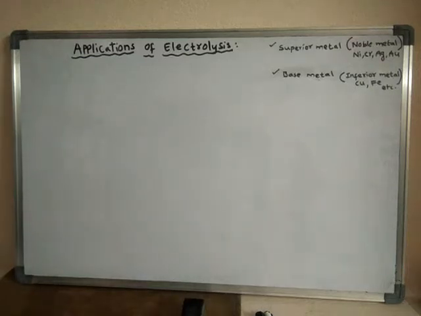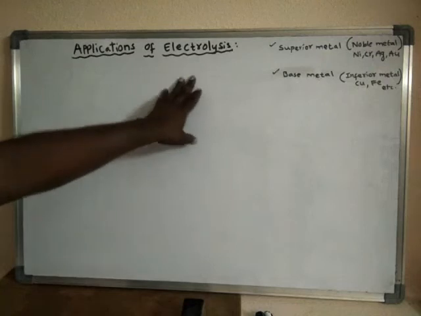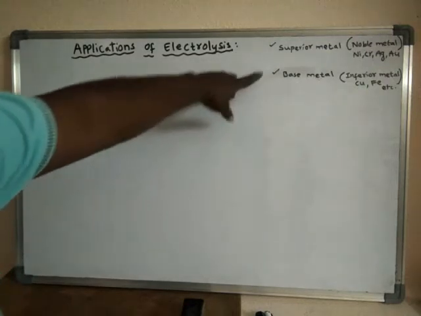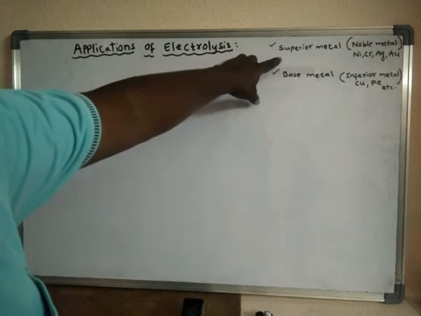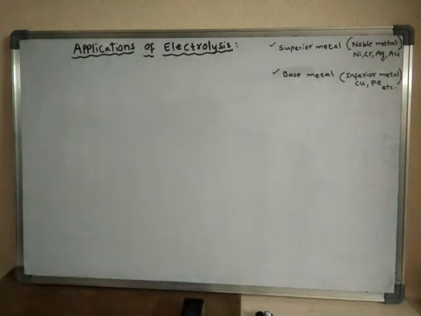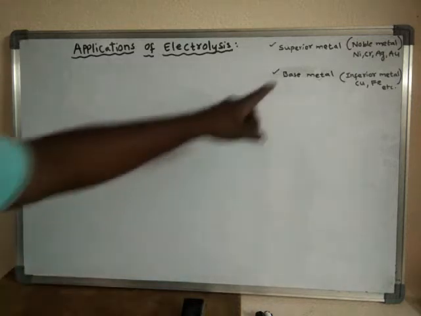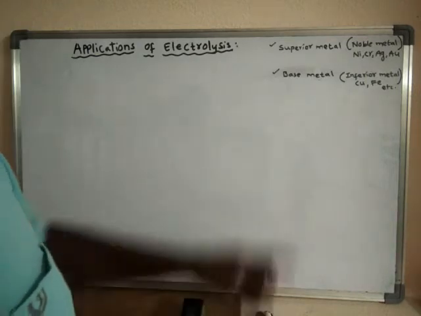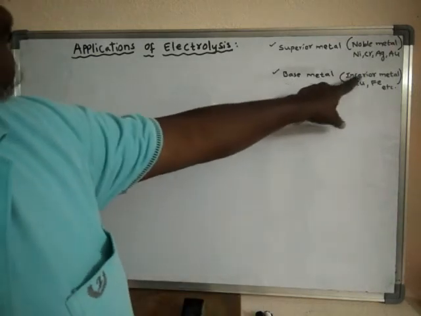Today we will learn about the applications of electrolysis. Before learning applications of electrolysis, we have to see the two terms superior metal and base metal. What is the difference between superior metal and base metal? Superior metal is also called noble metal. Base metal is also called inferior metal.